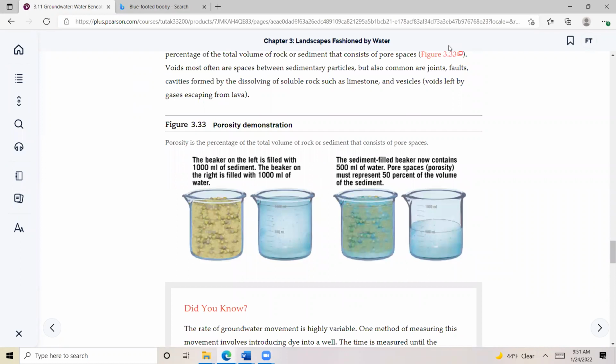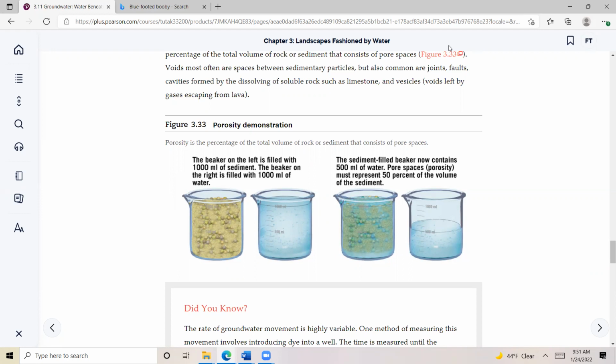Also, you'll see in your PowerPoint slides this figure. It's showing you the porosity effect in the groundwater storage. The quantity of water that can be stored in open spaces in rock or sediment is termed porosity. The porosity is really important, and also the permeability. The permeability is the ability of a material to transmit a fluid through the interconnected pore spaces.